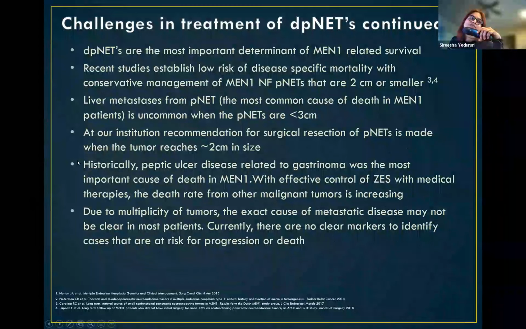And then historically, peptic ulcer disease due to elevated gastrin was the most common cause of death in MEN1 syndrome with Zollinger-Ellison syndrome. But with the effective control of Zollinger-Ellison syndrome with medical therapies, the death rate from this is decreasing and from other tumors is increasing. Due to multiplicity of tumors, the exact cause of metastatic disease may not be clear. And there are no clear markers to identify cases at risk for progression or death.